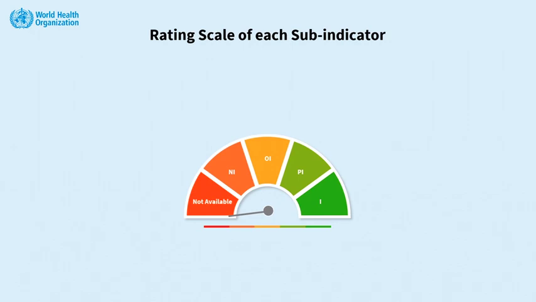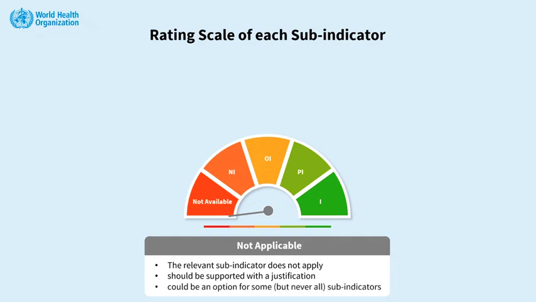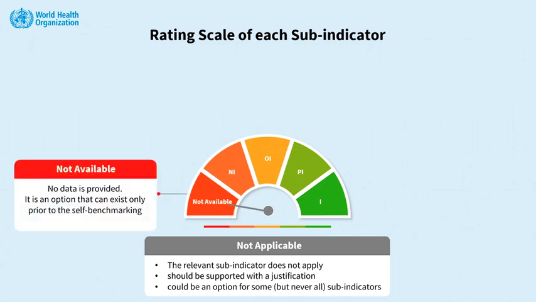We shall now explore the rating scale of each sub-indicator. When a sub-indicator is scored as not applicable, it means that the relevant requirements do not apply. This score should be supported by a justification. It is important to note that while this option may be applicable for some sub-indicators, it is never applicable for all of them. If no data is provided, but the sub-indicator is applicable, it is scored as not available. However, this score can only be assigned prior to benchmarking, when the regulatory authority is still preparing the self-benchmarking report. No sub-indicator can be scored as not available during formal benchmarking.